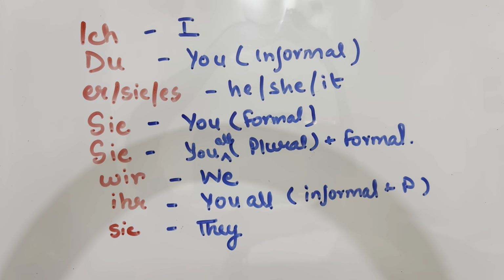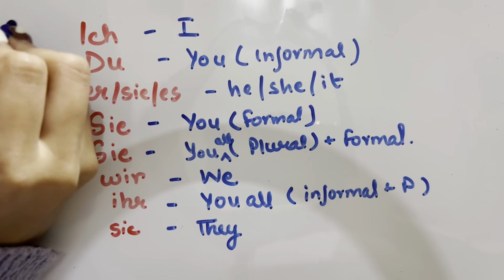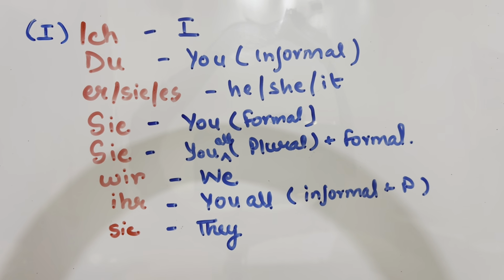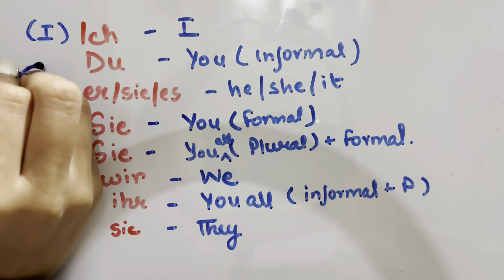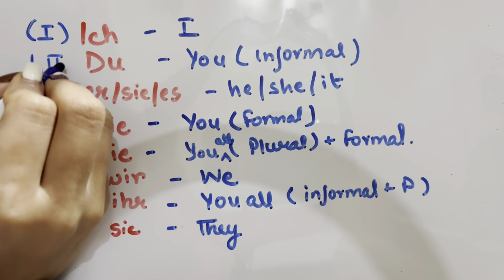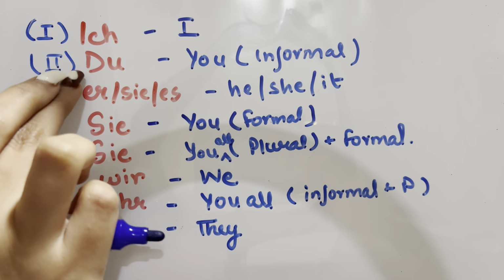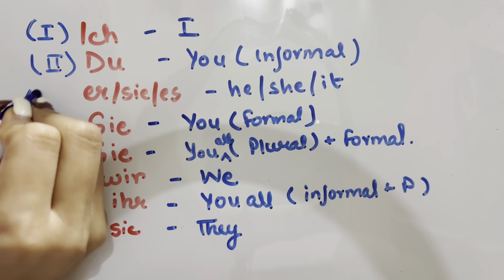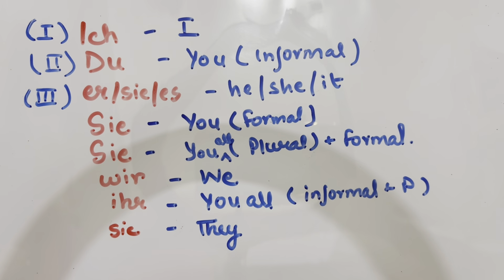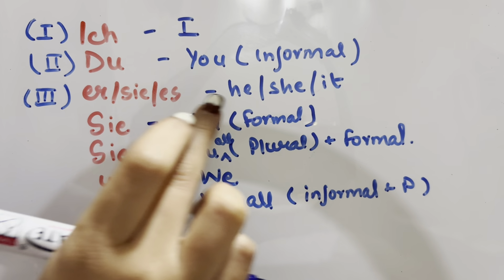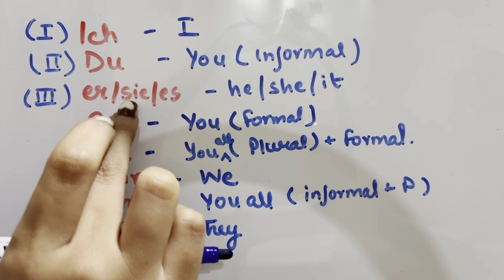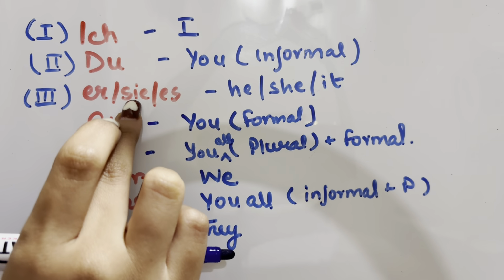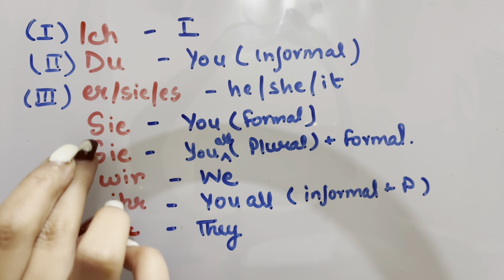Let us look at it one more time. Ich means I, which is in first person. Then du means you, which is in second person, and then in third person, which means we are talking about someone else, er, sie, es, he, she, it. Remember that this sie has a small s in it, and unless the sentence is starting with it, it is not supposed to be capital.